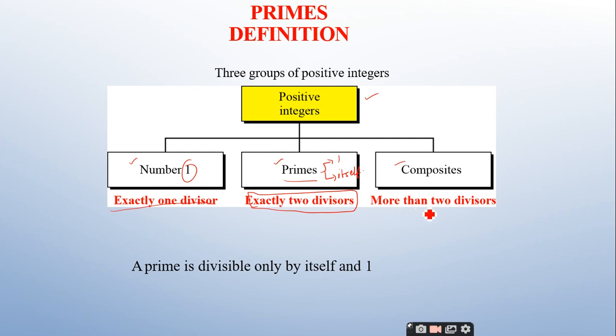So if you have more than 2 divisors, 1 and itself are obviously the divisors, but other than this 1 and itself, it may have more divisors. Such type of positive integers, we put under the category of composite numbers, right? So this is how the positive integers are divided into 3 groups. The 1 is a single group, primes are another group which consists of numbers having the divisors as 1 and itself, and the third category is the composite numbers which are having more than 2 divisors. Clear?